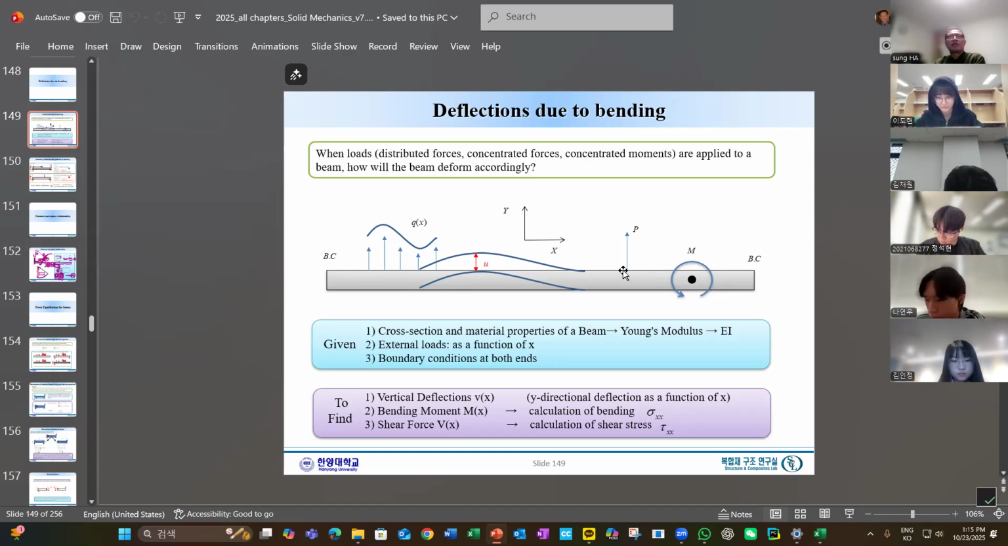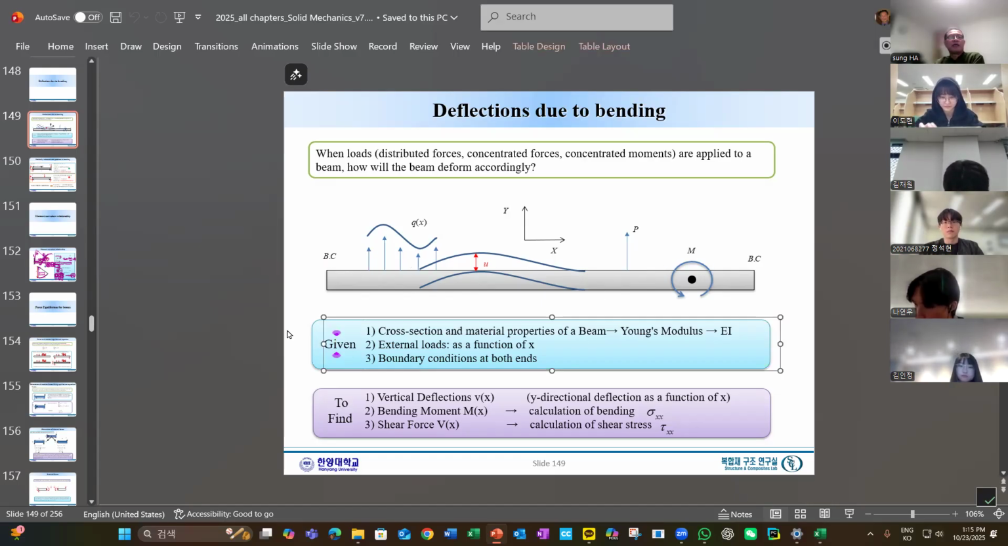Looks like the moment M and P and Q look quite different. Yes, they are quite different, because M is a moment and P and Q are loads. But pay attention to the direction in which these loads are applied. Now, very importantly, on the left-hand side and the right-hand side, we have boundary conditions, BC.